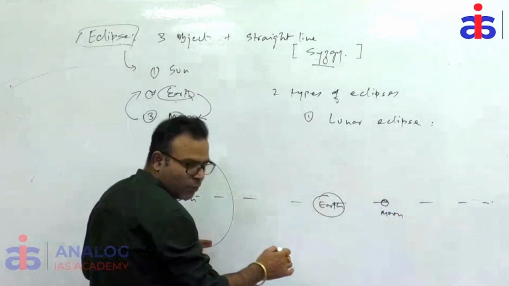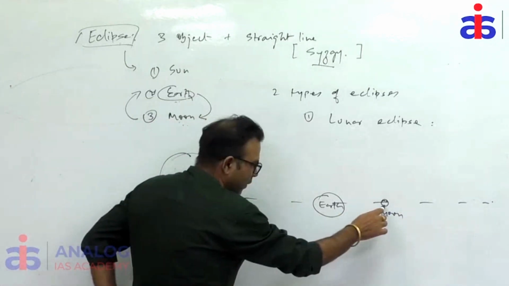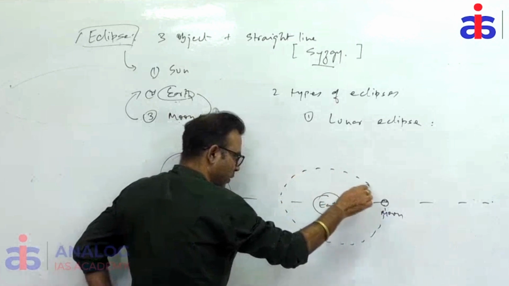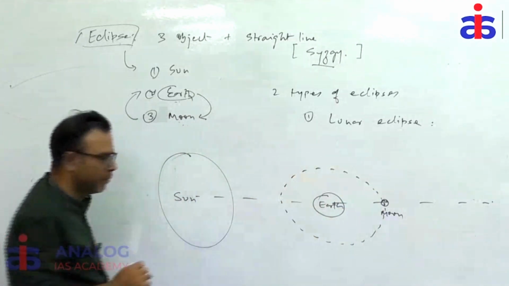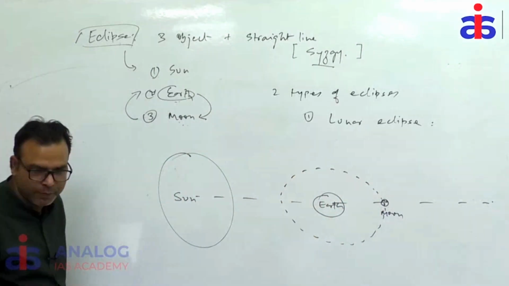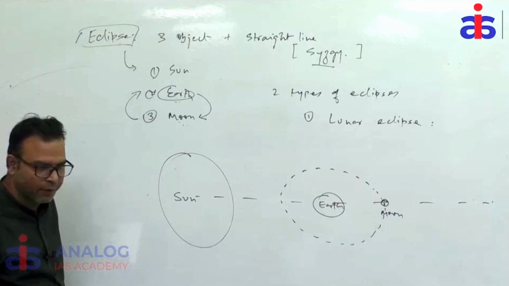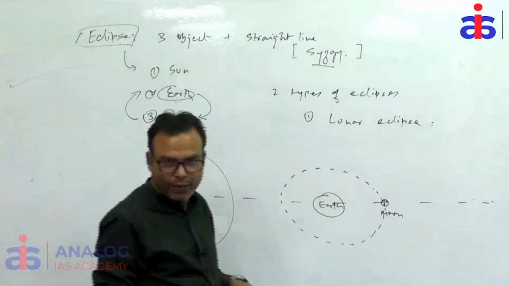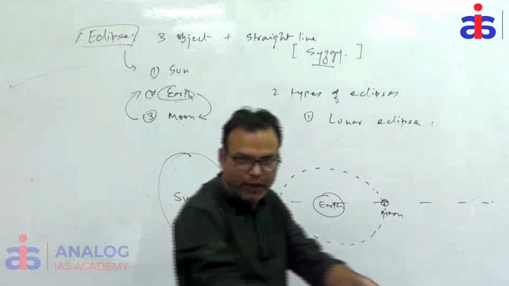Who is moving around whom? You try to understand. Moon is also what? Revolving around the Earth. Please have the sketches so you can have clarity. Moon is also revolving around the Earth. It takes 27 days approximately. On the 28th day, it comes back to the same position.